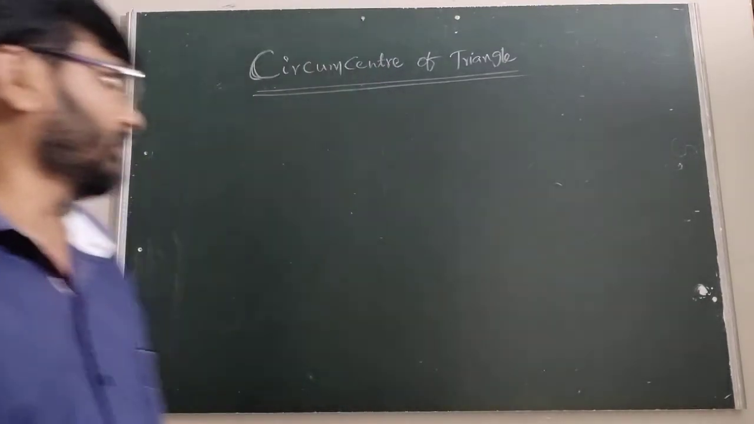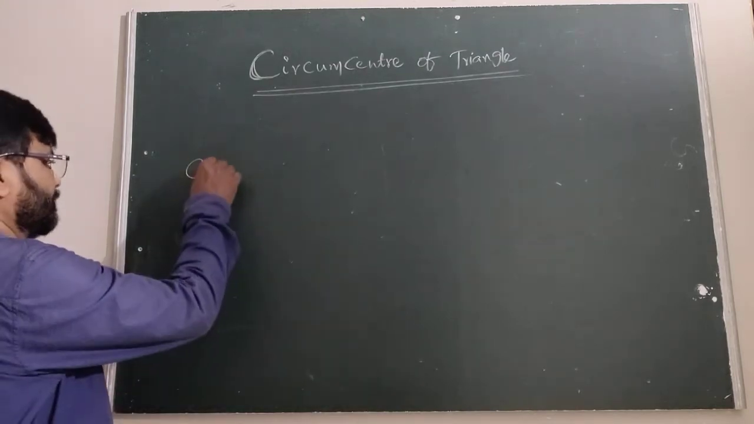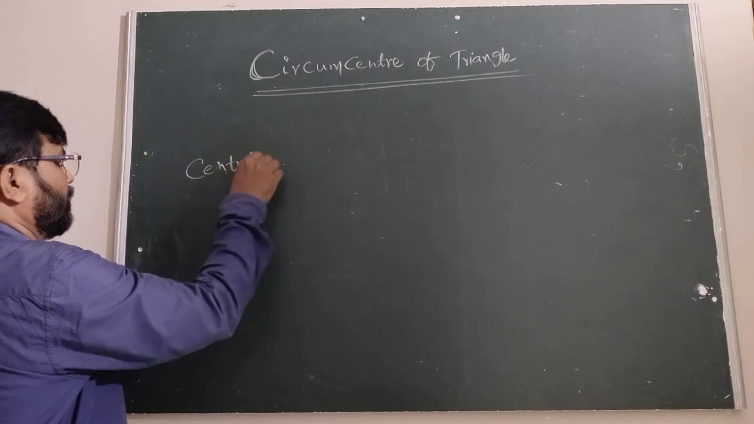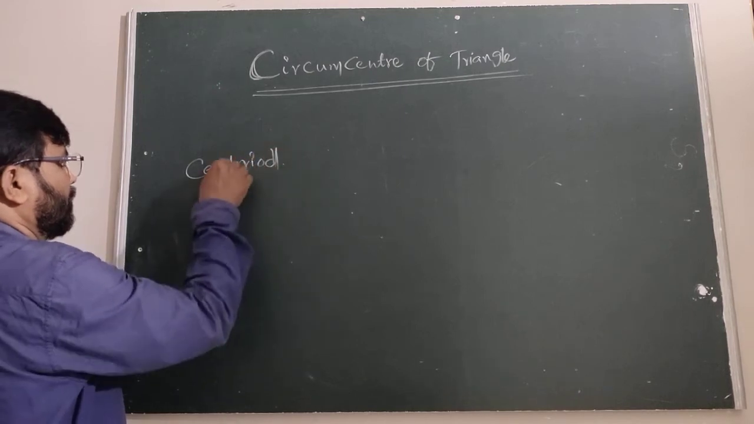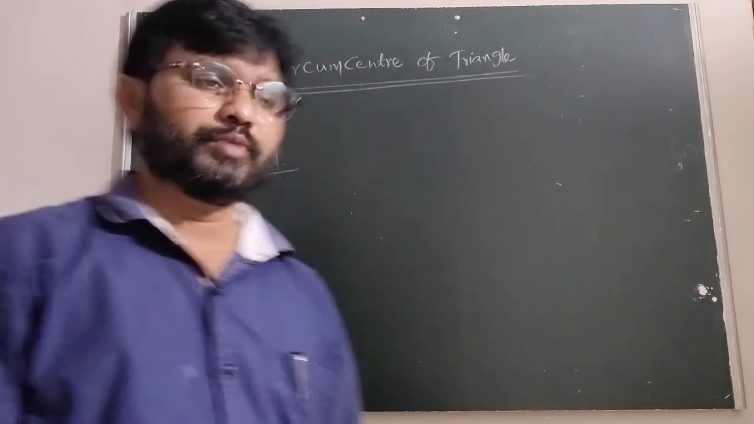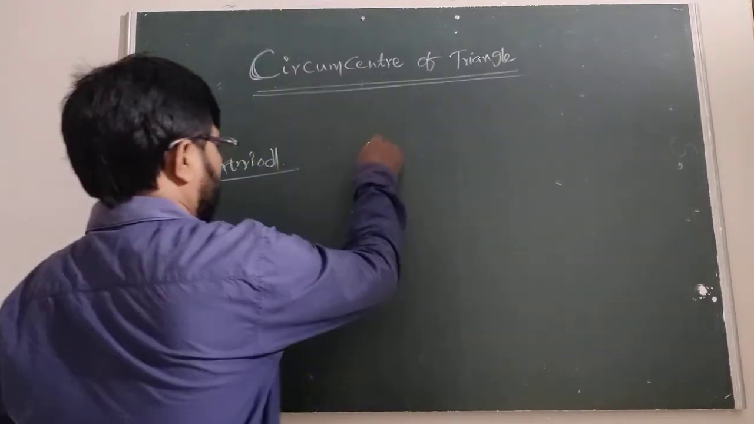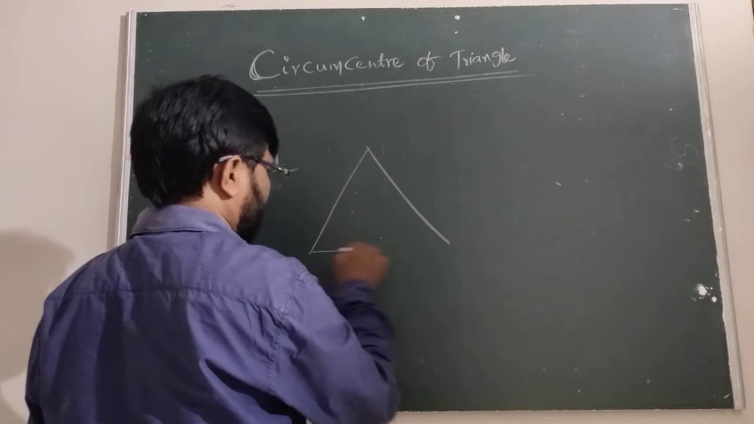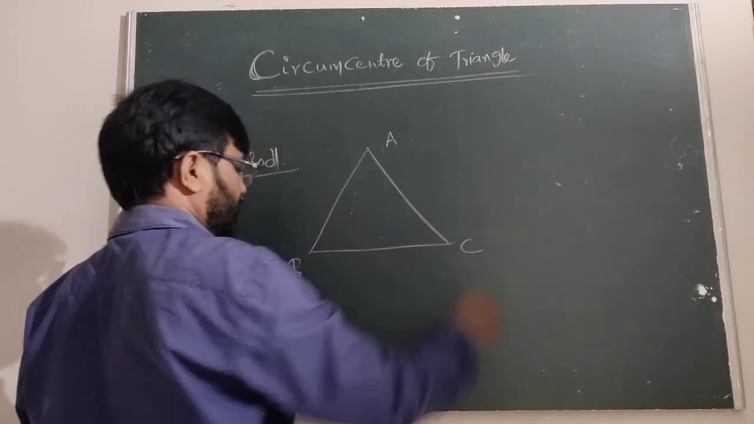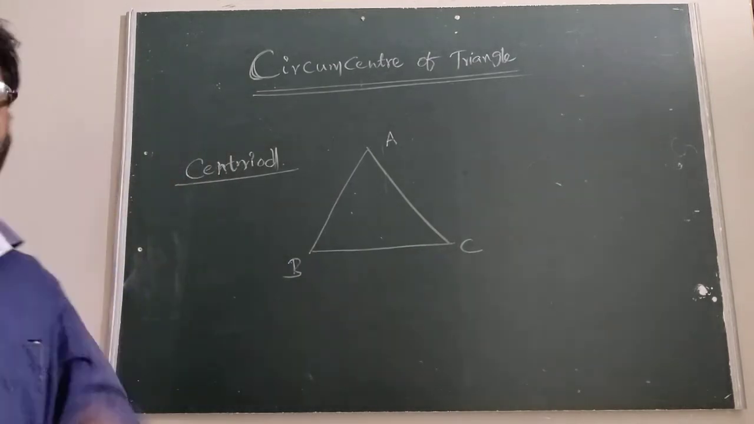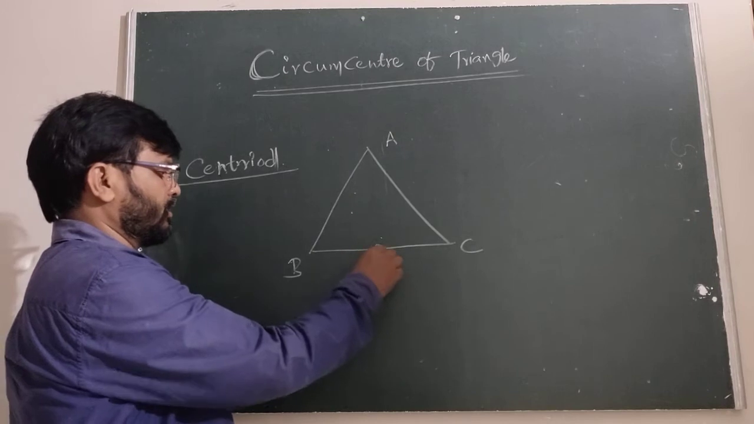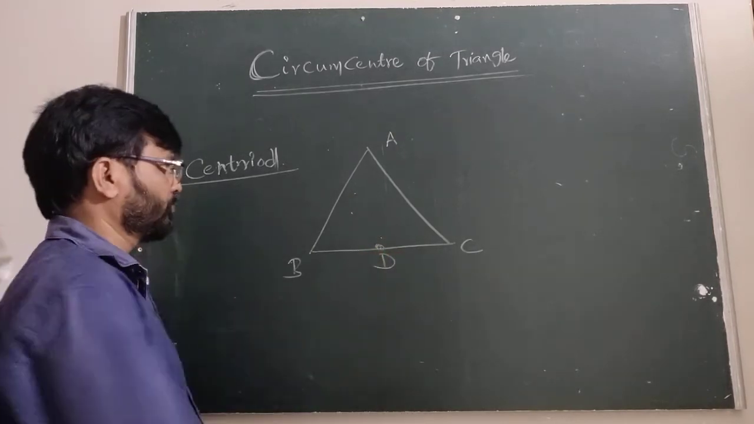Yesterday I taught about the centroid. The centroid of the triangle is the point of intersection of the medians. Suppose ABC is a triangle. Here D is the midpoint of the side BC.